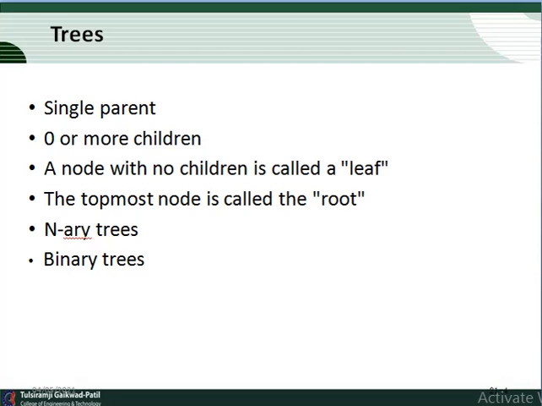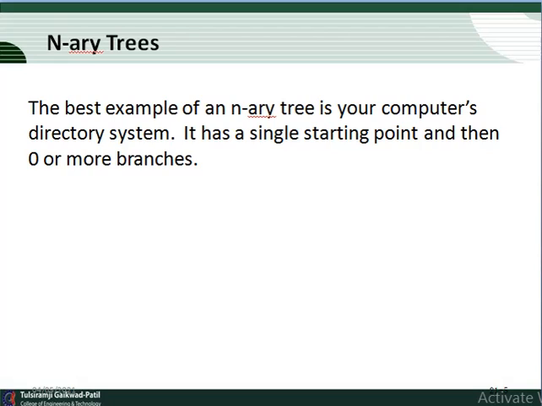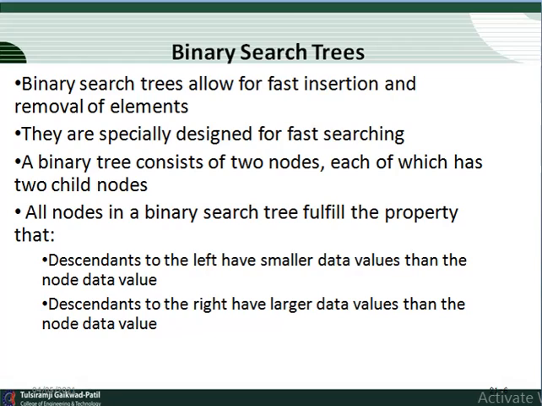There are N-ary trees, binary trees, threaded binary trees, and so on. There are many different types of trees that we will look into when we enter the trees part in the next video. The best example of an N-ary tree is your computer's directory system. It has a single starting point and then zero or more branches. A normal computer directory is an example of an N-ary tree.